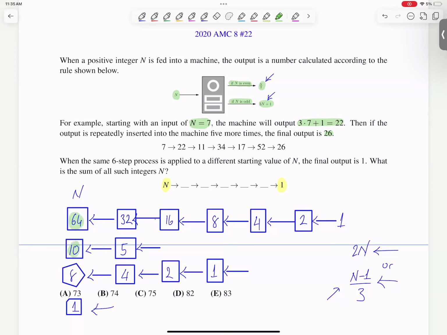64 plus 10 is 74, plus 8 is 82, plus 1 is 83. So the sum of all such integers is 83, option E.